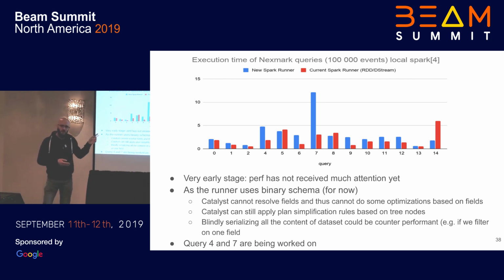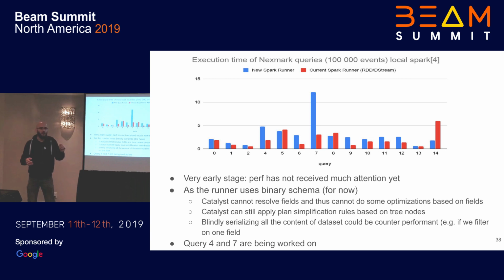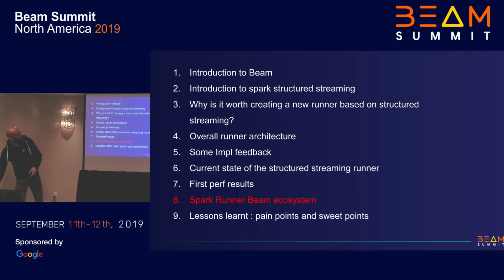Also, there are leads for performance improvement. As I said, Catalyst can only apply rules of simplification of the tag. So there are still Catalyst optimizations, but not at the field level. And one tiny thing also is that as we serialize the whole data, for some cases, it can be counter-performant. Because if you had to, let's say, filter on a given field, then there's no point serializing all the data. You serialize just the field, right? So that's it for the performances.